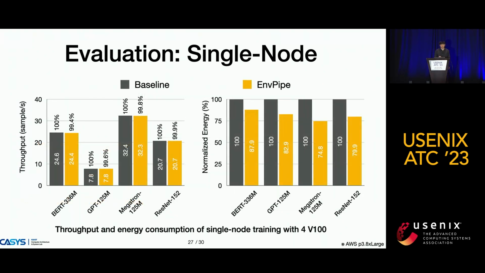The left figure represents the throughput comparison with baseline and EnvPipe. For all models, the performance degradation of EnvPipe is less than 1% compared to baseline. This confirms our near-zero performance degradation goal. The right figure shows the energy consumption comparison. The energy consumption is normalized to baseline, which consumes maximum energy with maximum default frequency. For all models, EnvPipe saves energy significantly with up to 25%. This confirms our maximum energy saving goal.